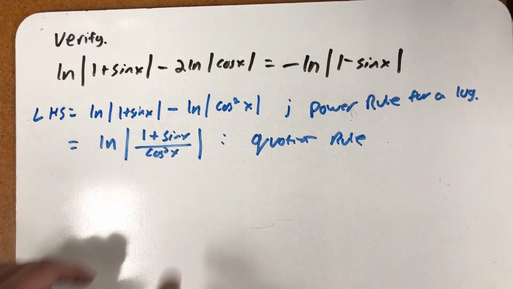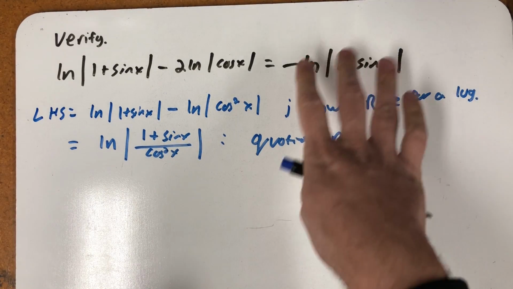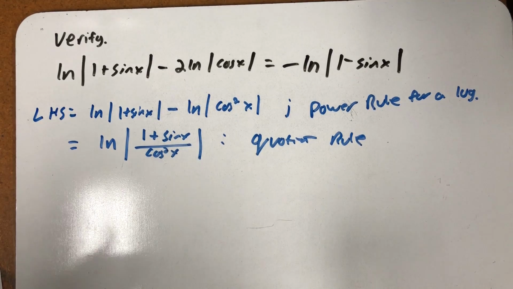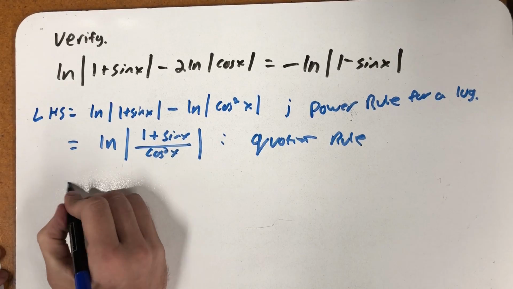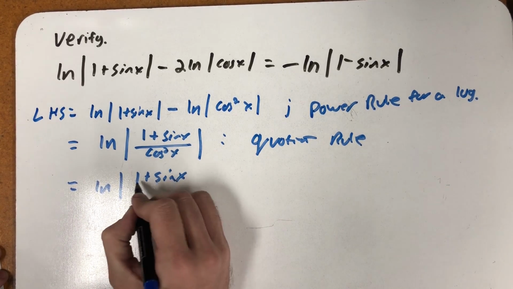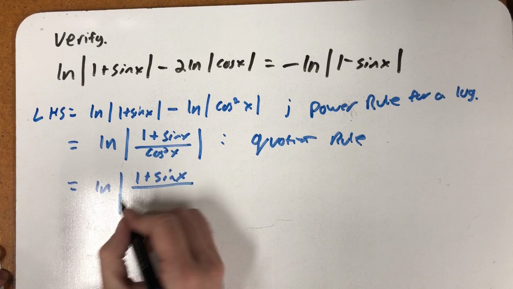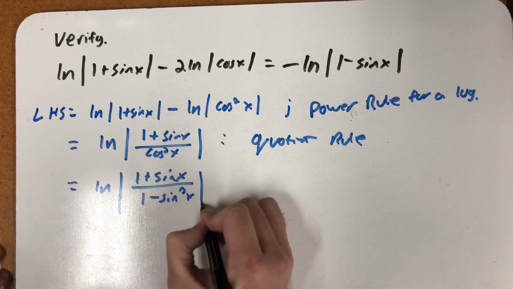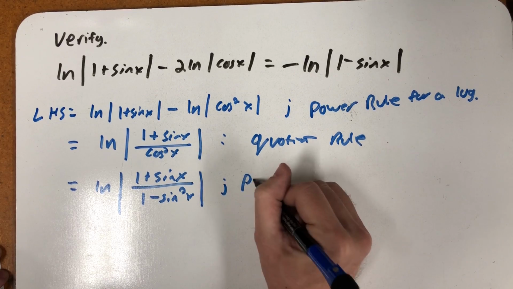So now I'm just going to try to work on the inside a little bit and try to get to something that looks like that, remembering that in the end I also might have to remember another rule about a logarithm. But on top I have that 1 plus sine x. I know I need to get a 1 minus sine x in here eventually. And so on the bottom, that cosine squared could be thought of as a 1 minus sine squared, thinking about a Pythagorean identity.